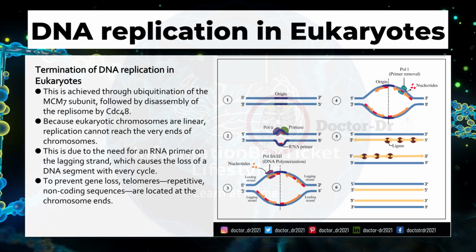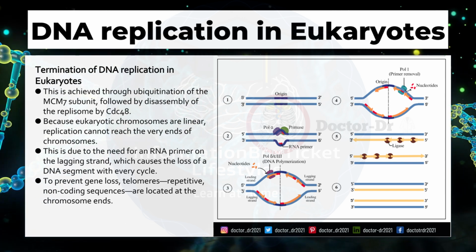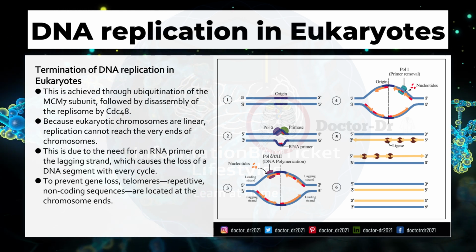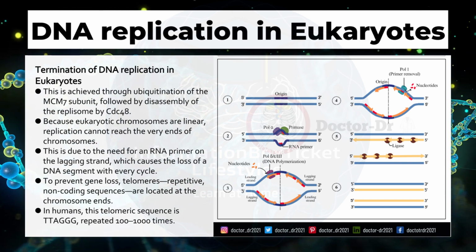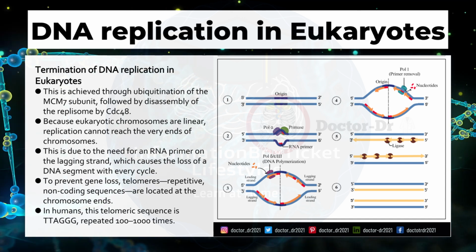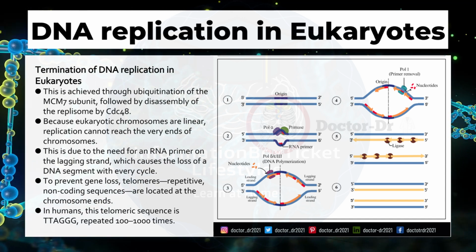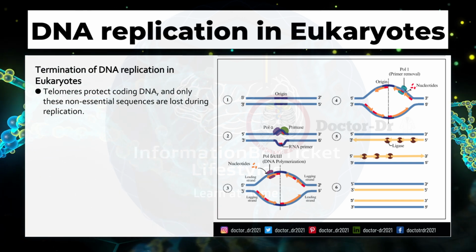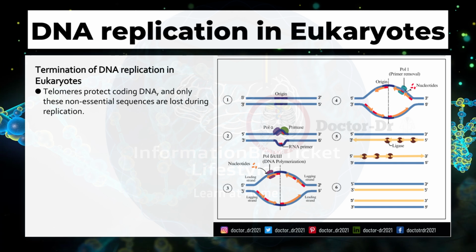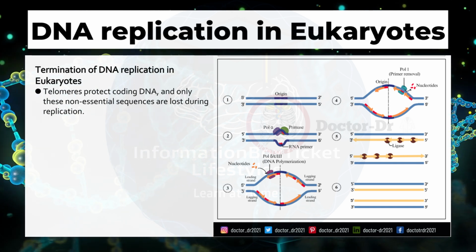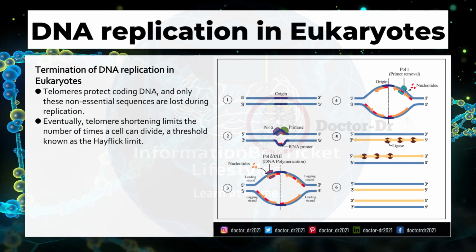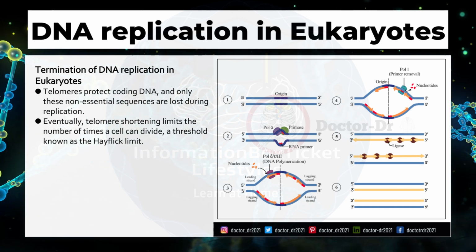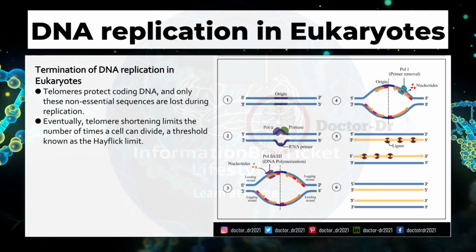To prevent gene loss, telomeres, repetitive non-coding sequences, are located at the chromosome ends. In humans, this telomeric sequence is TTAGGG, repeated 100 to 1,000 times. Telomeres protect coding DNA, and only these non-essential sequences are lost during replication. Eventually, telomere shortening limits the number of times a cell can divide, a threshold known as the Hayflick limit.